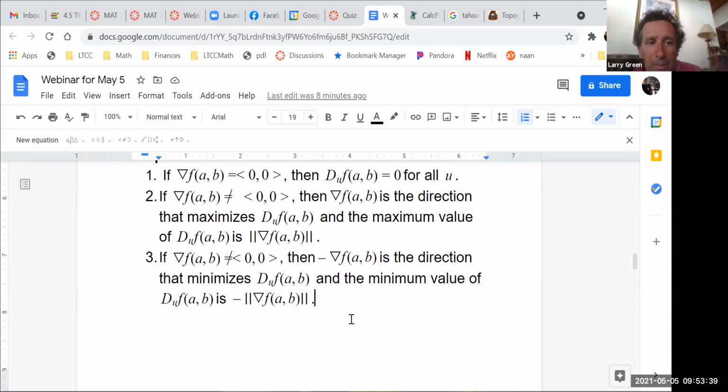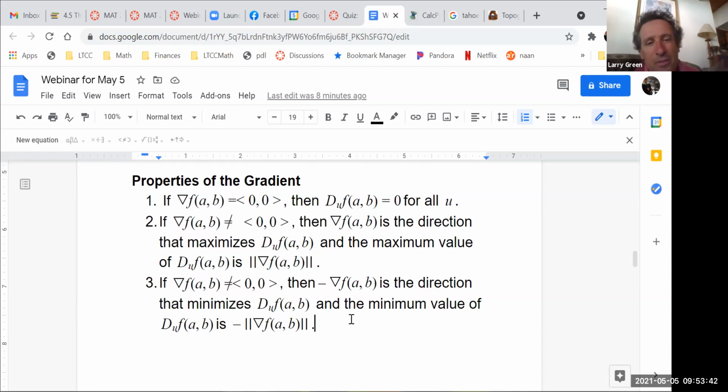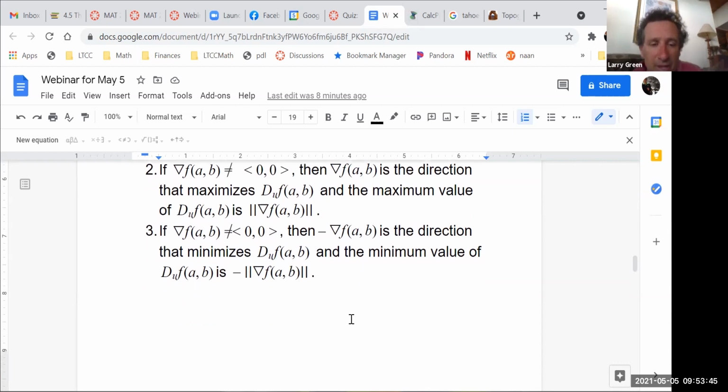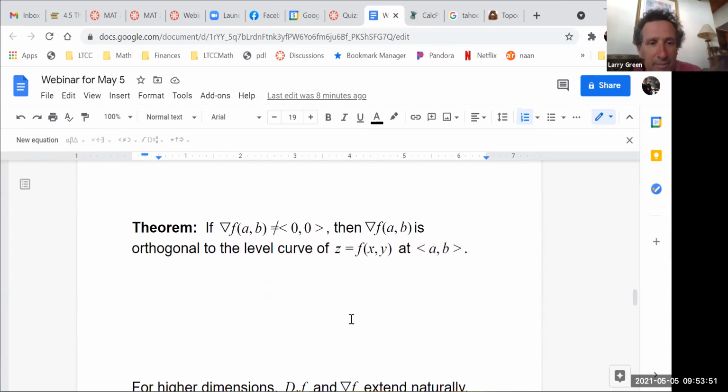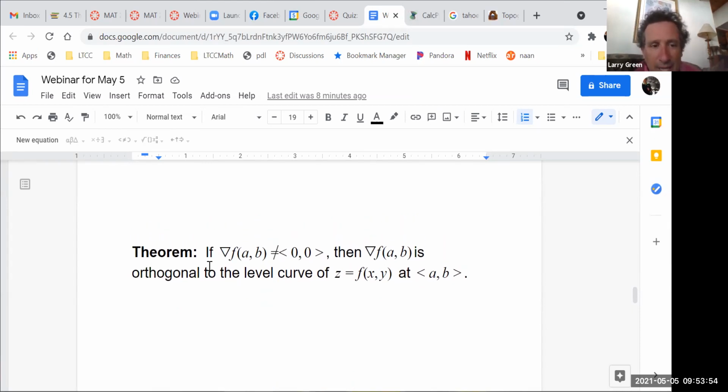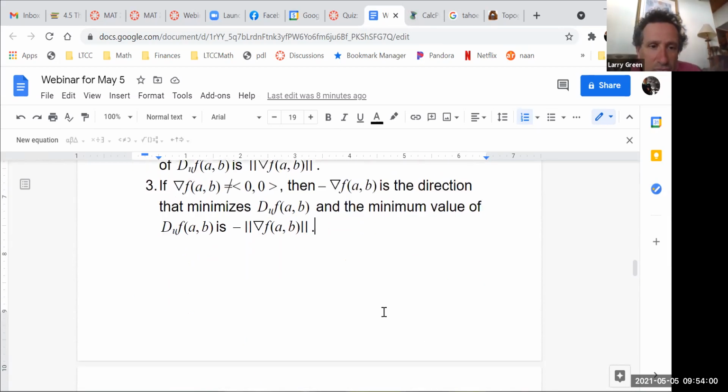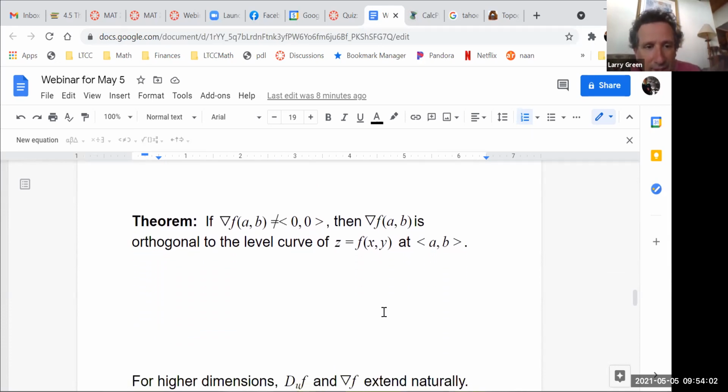Okay, so those are important properties. What I'm not going to do is spend all the time proving them, because then we can't do examples and all that kind of stuff. This isn't just a proofs class. This is learning how to do calculus mostly. But we do have a big theorem. It says if the gradient is not zero, then the gradient is orthogonal to the level curve of z equals f(x, y) at the point (a, b). Actually, this should be parentheses.